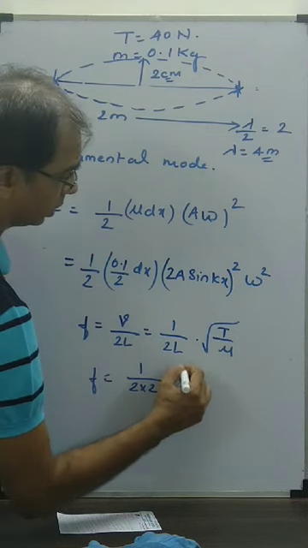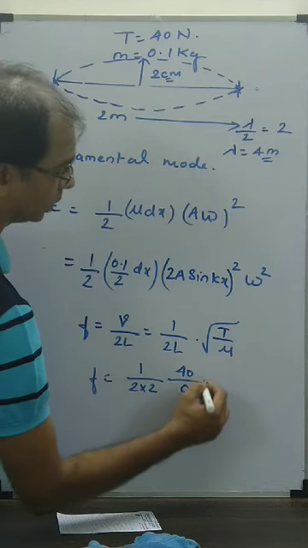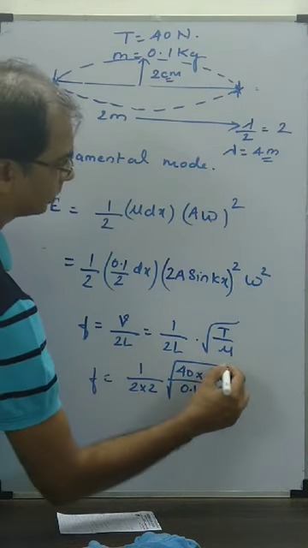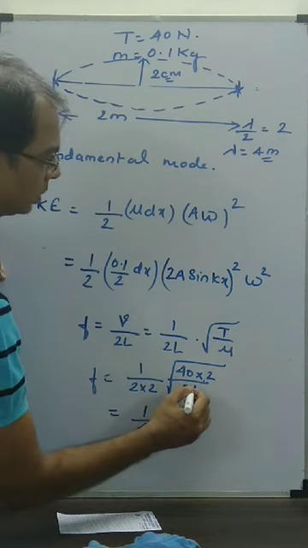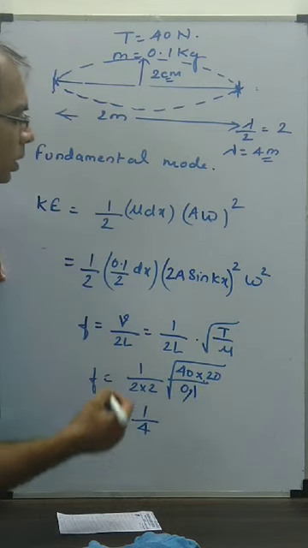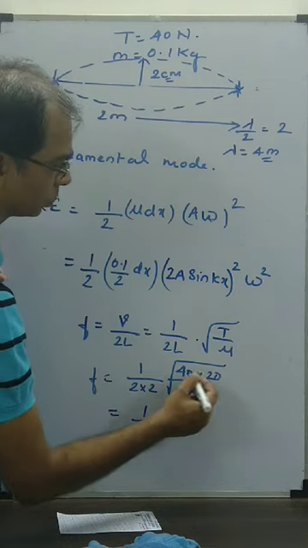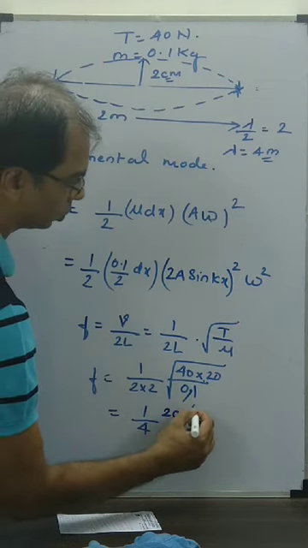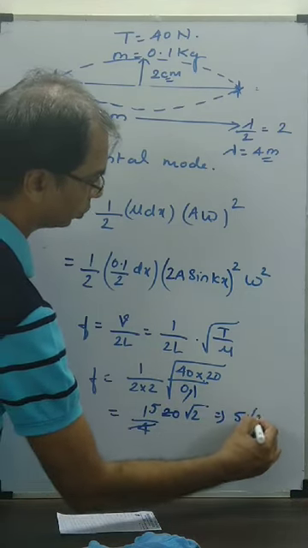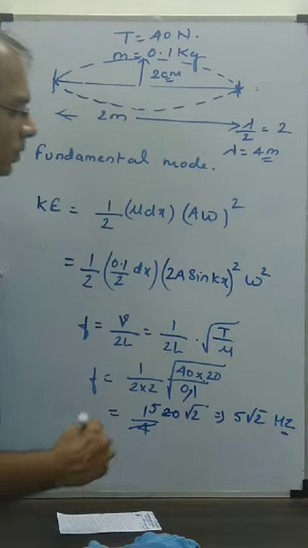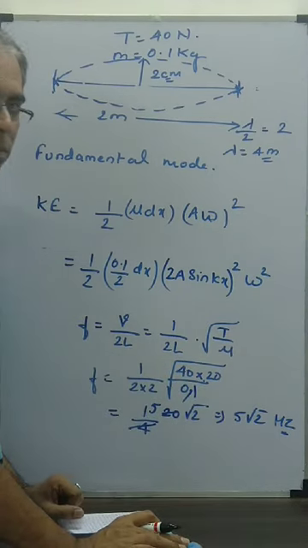Tension given to us is 40. Mass of the string is 0.1 and length is 2 meters. So what are we getting? It's 1 by 4, this 0 is gone here. So 40 into 20, that is 800. So we can write this as 400 into 2. That means 20 root 2. So this is 5, so it comes out to be 5 root 2 hertz. That's the frequency, so frequency is not an issue. We got the frequency over here. So that means we have omega also.